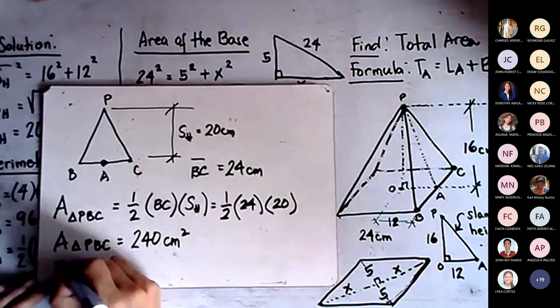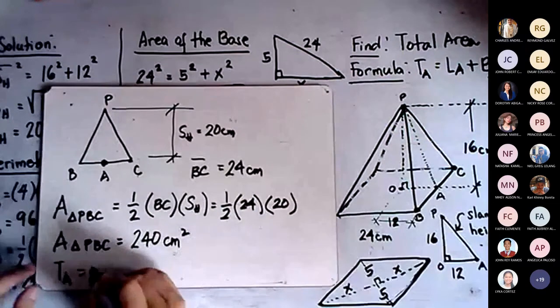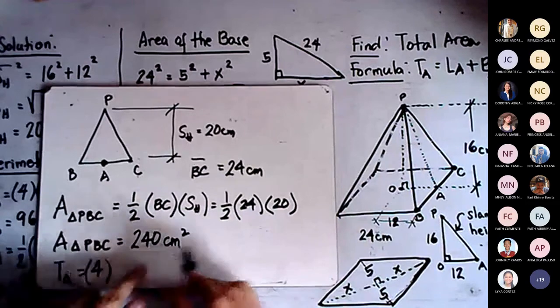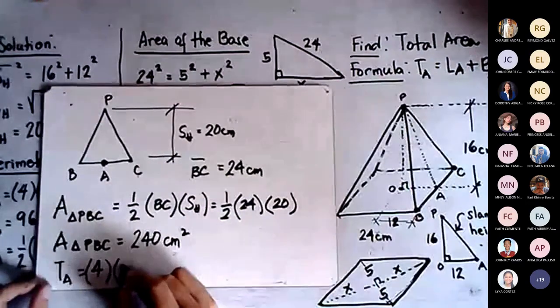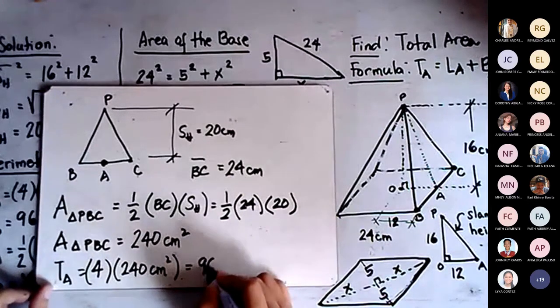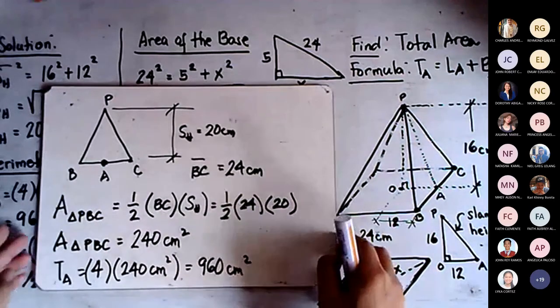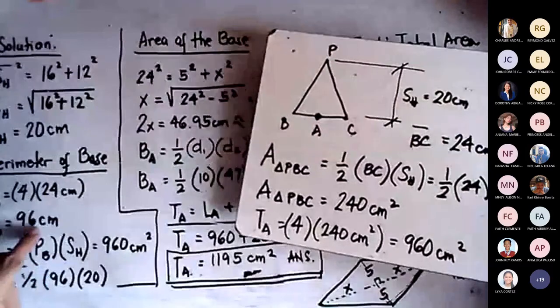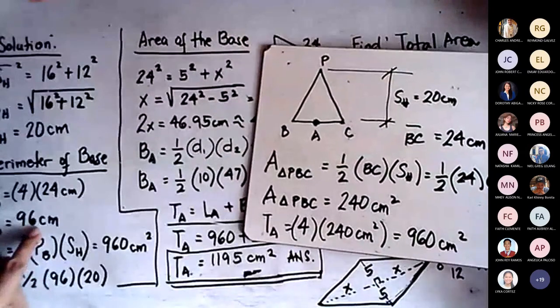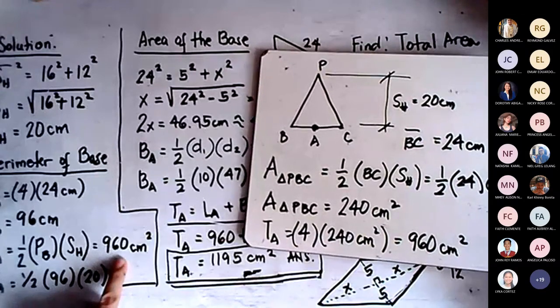The total lateral area is simply, how many sides do we have? How many lateral faces do we have? We have 4, right? So you multiply 4 by the area of one lateral face, which is 240 square centimeter. And that is also the same as the value that we got, 960. That is the same as 960. So that's why you have here the lateral area 960.